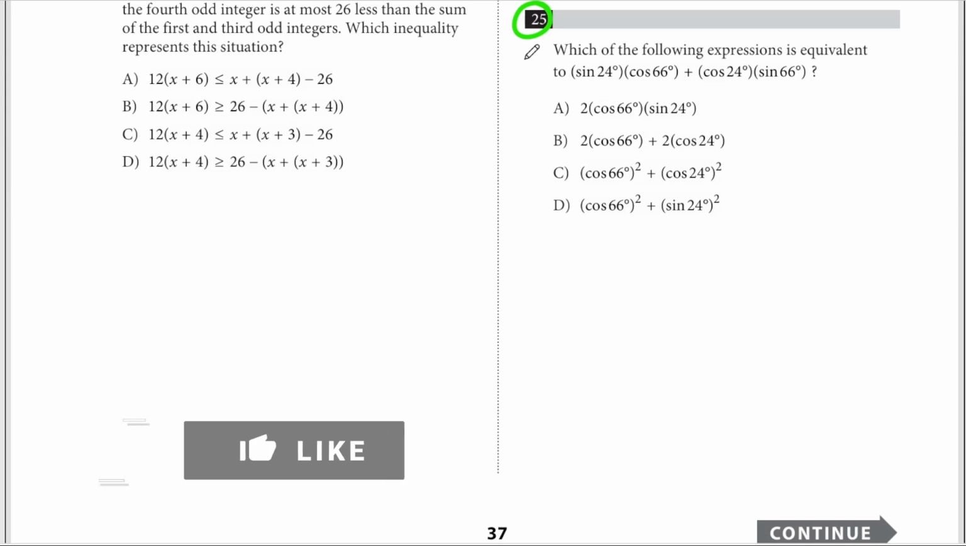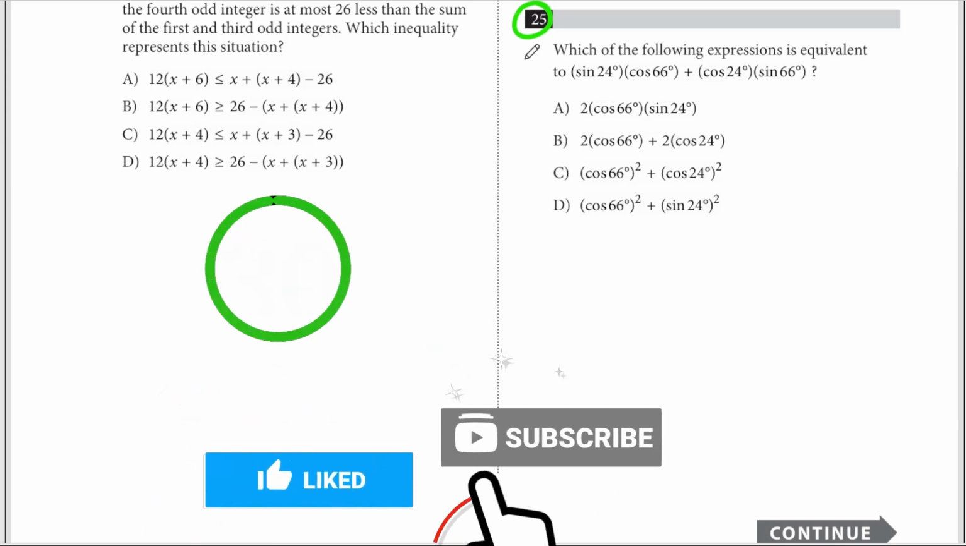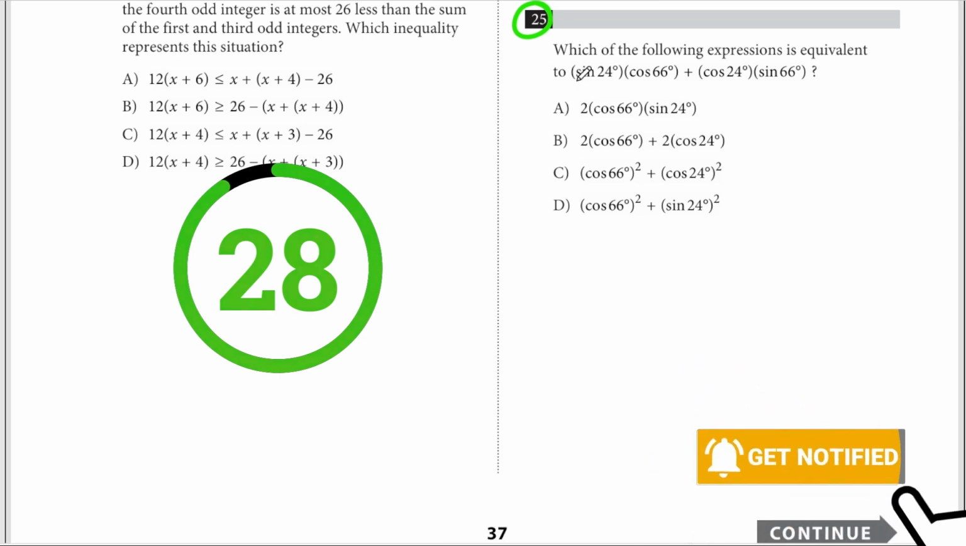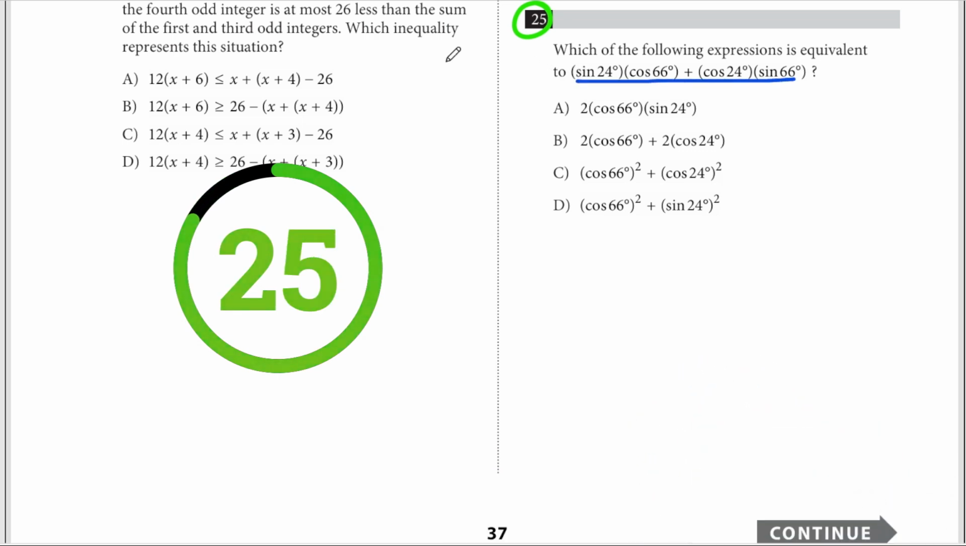So, how can you do this problem in 30 seconds or less? Which of the following expressions is equivalent to this? First things first, this expression is equal to sine of 90 degrees, which is equal to 1. Let's go through the multiple choices.